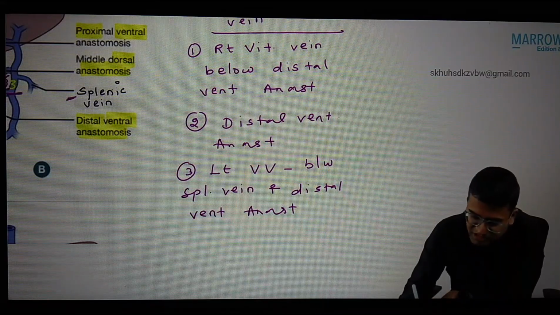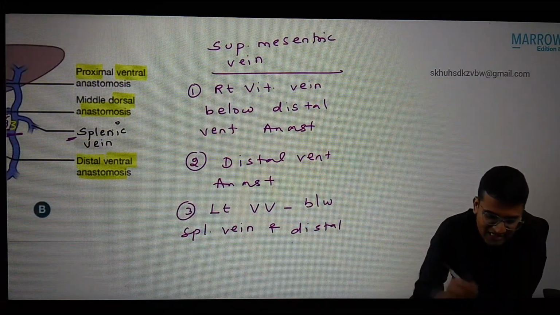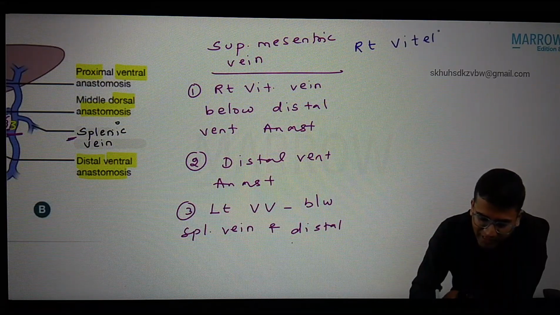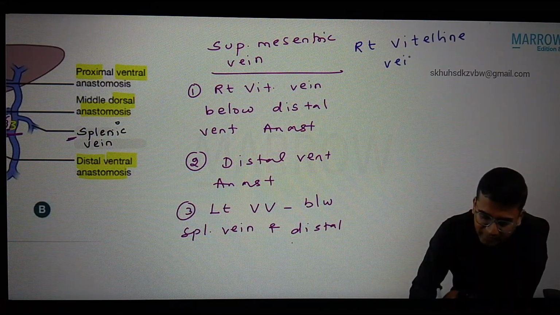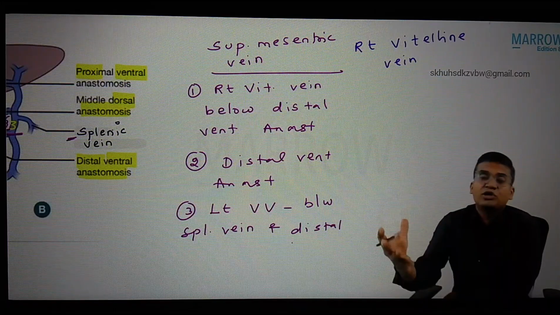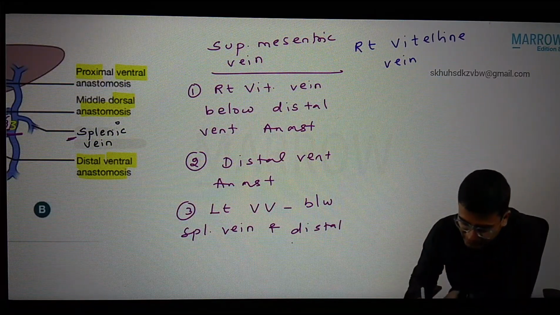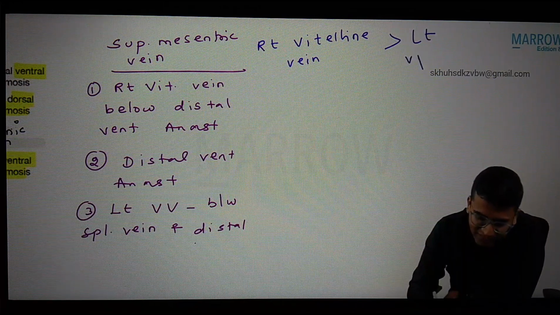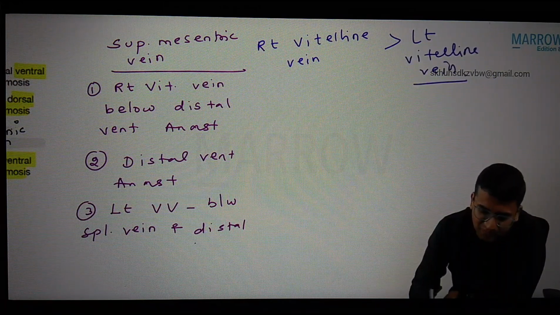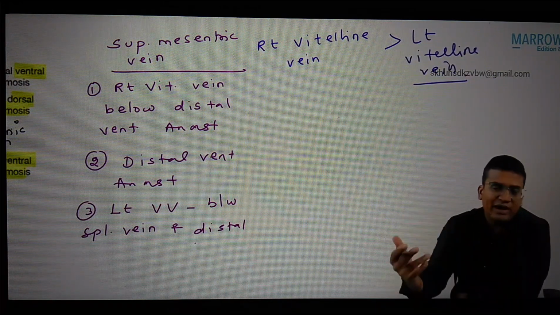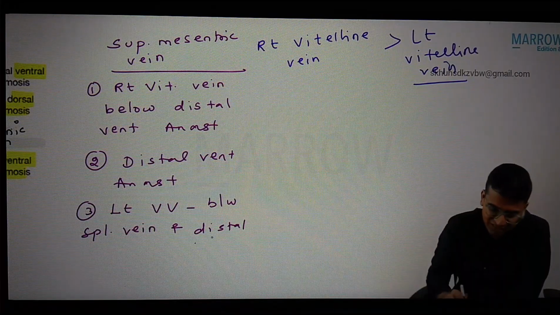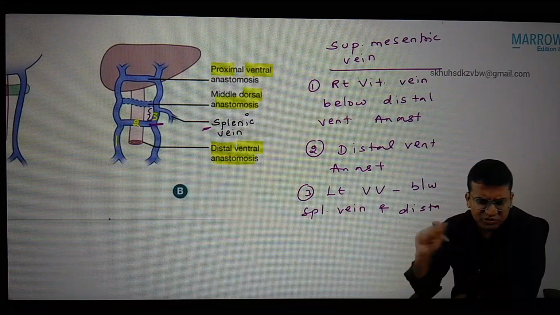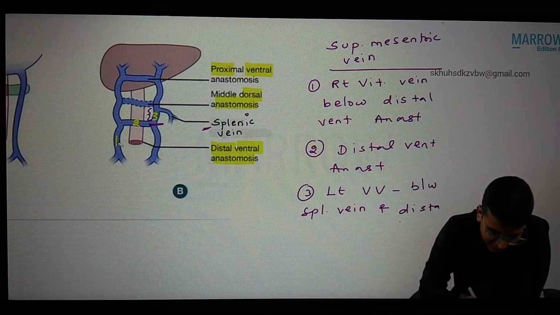So, sometimes they may give you this question, superior mesenteric vein is derived from. In that case, please go for right vitelline vein greater than left vitelline vein. They may ask you single best answer. Major contribution is given by right vitelline vein only. Okay, right. Now splenic vein develops independently and opens into left vitelline vein. Okay, leave that. Now next, we're going to see the formation of portal vein.